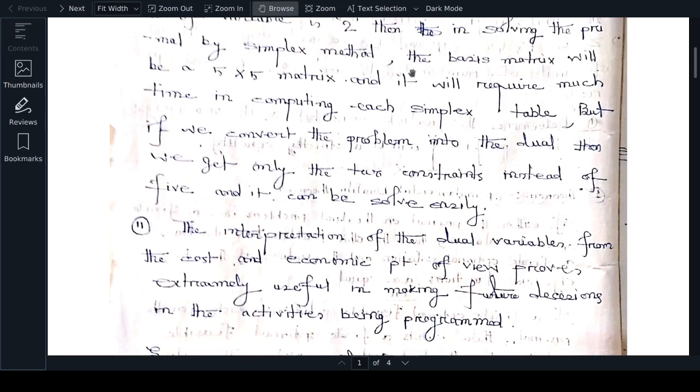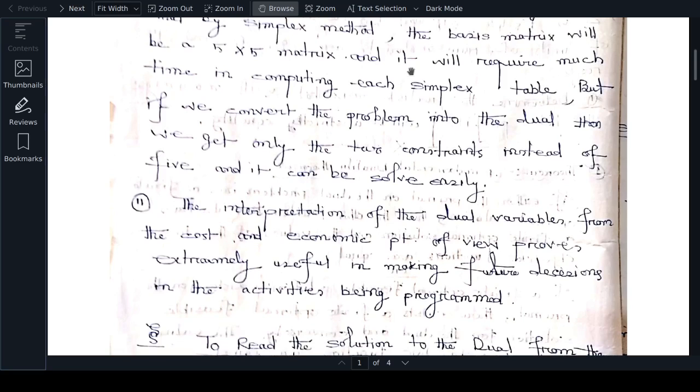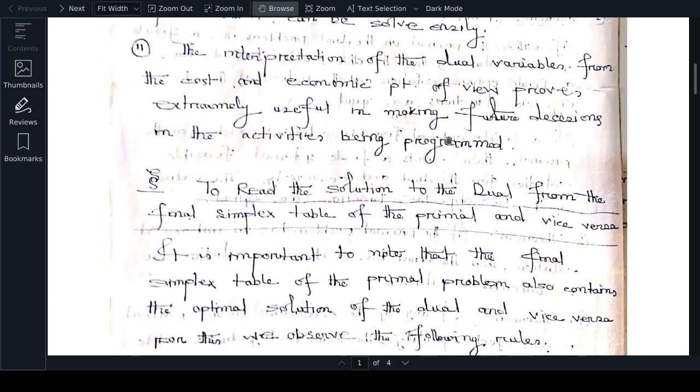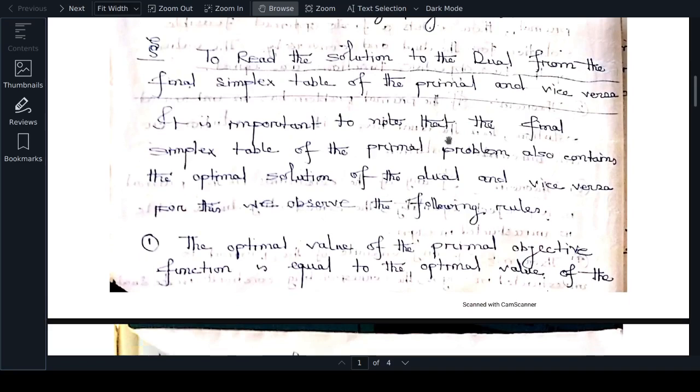And next point is what? To read the solution to the dual from the final simplex table of the primal and vice versa.